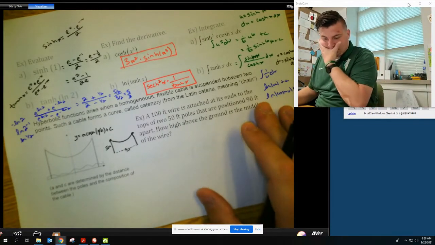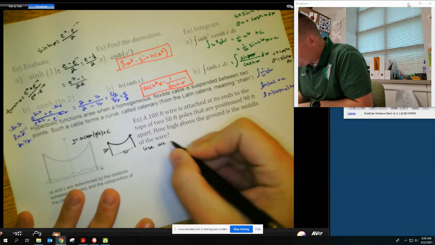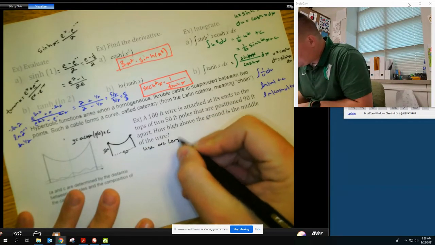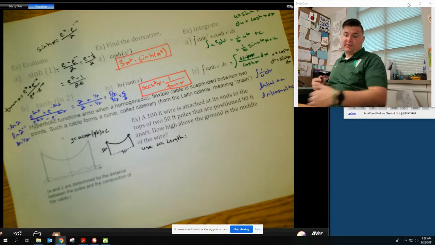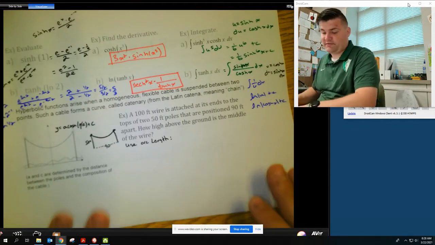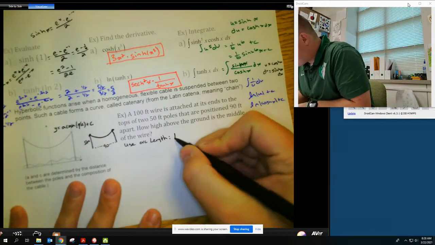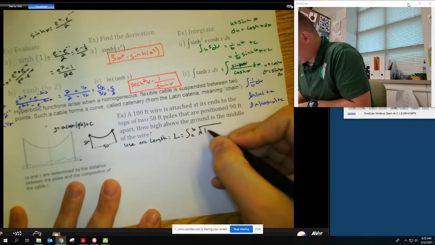So what we're going to do is use the arc length formula. I'll just show you this, and you'll see what the arc length formula turns into. Then when you do problems like this in your daily work, you can just go ahead and use the simplified version. So arc length, by the way, looks like this for those of you that forgot.